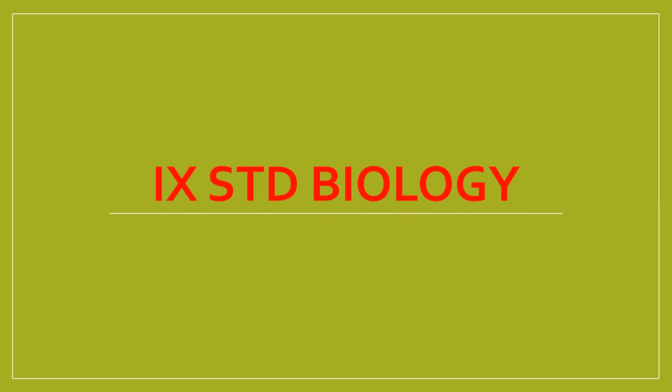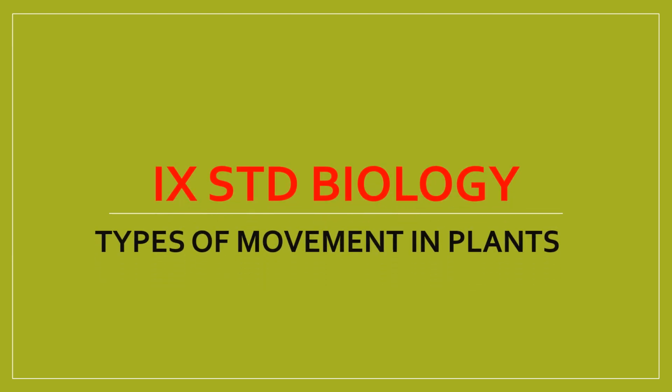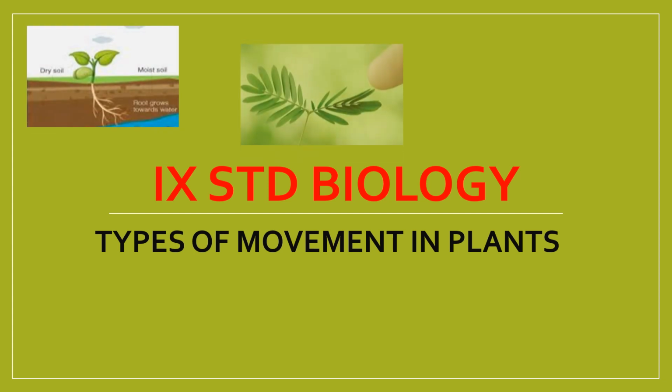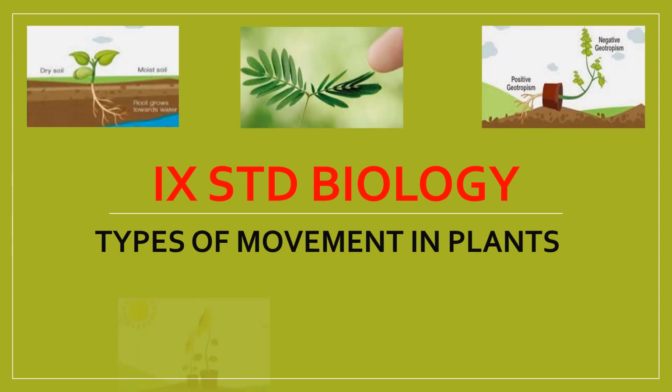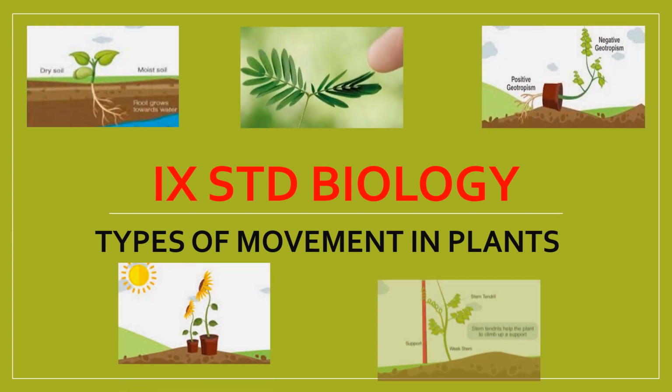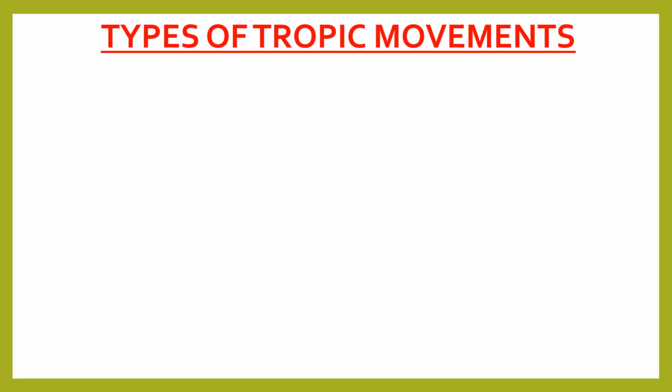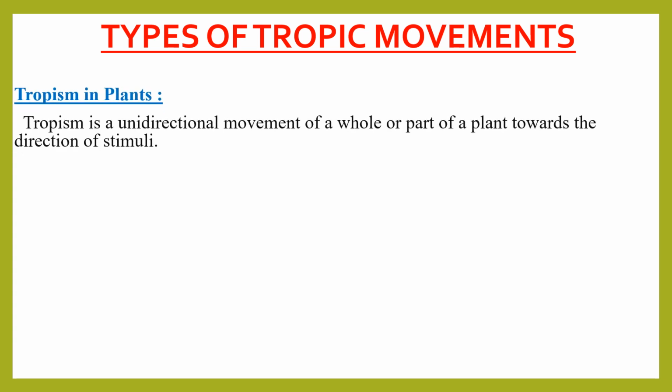Hello students, let's see about types of movement in plants. Types of tropic movements. Tropism in plants. Tropism is a unidirectional movement of a part of a plant towards the direction of stimuli.